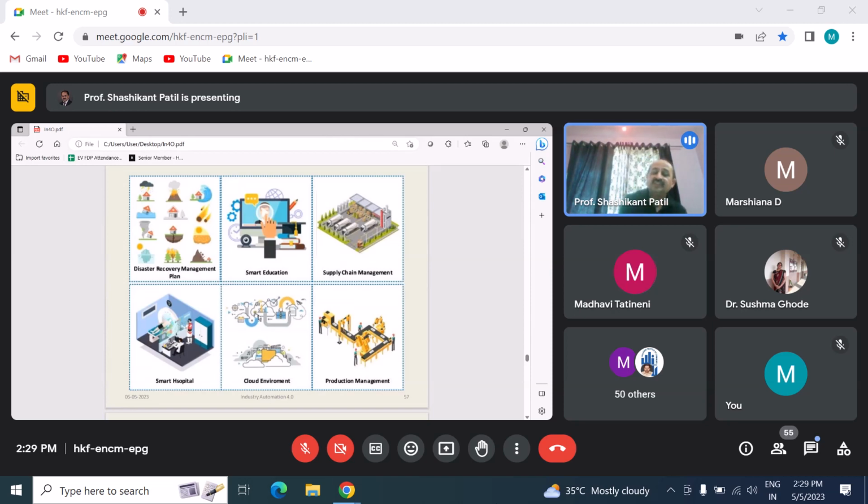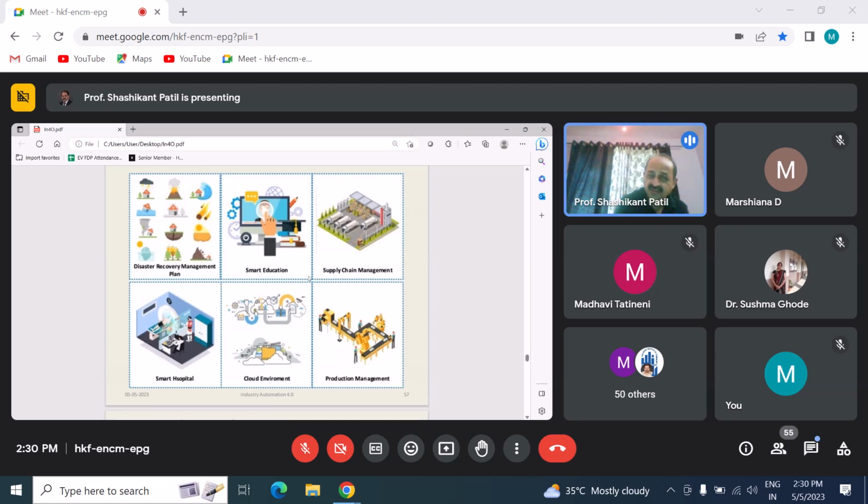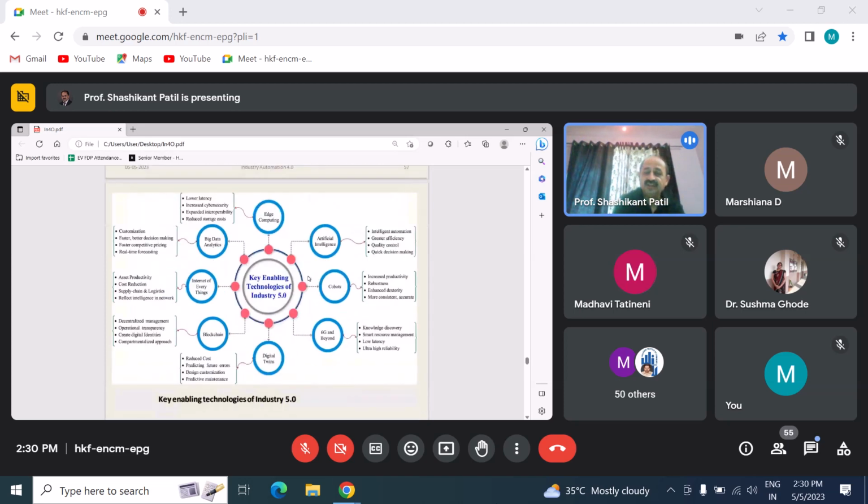Okay. Rather, I will say intelligent hospitals means robots or cobots can help doctors, physicians, surgeons in critical operations, critical procedures. Then cloud environment can be used for storage, safe data handling, and integration of data, integration analysis of data where you can place it. Then production management can be channelized and can be efficiently done with the use of Industry 5.0. So these are some of the areas where Industry 5.0 is having a demand. Now let us come to the key enabling technologies of Industry 5.0.